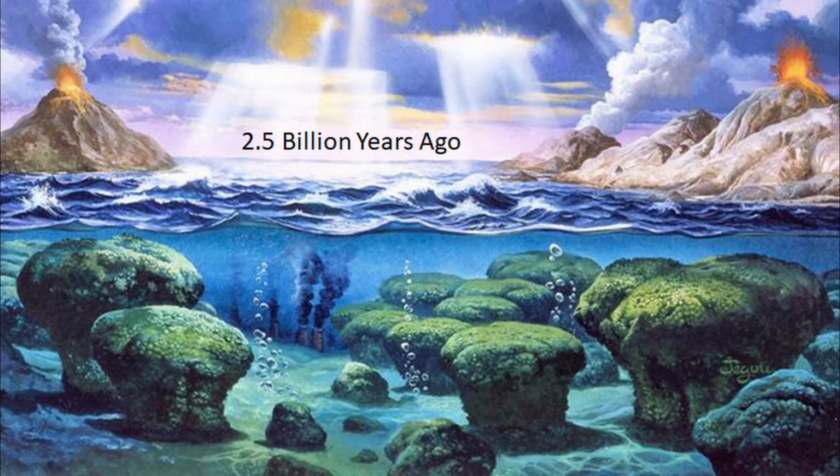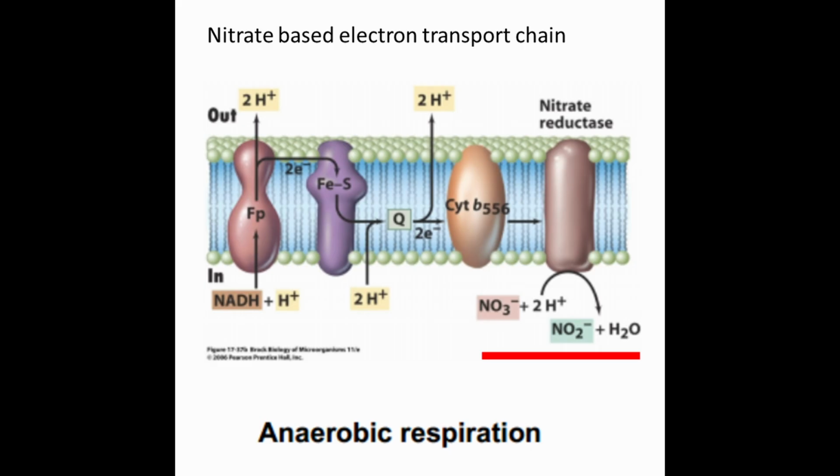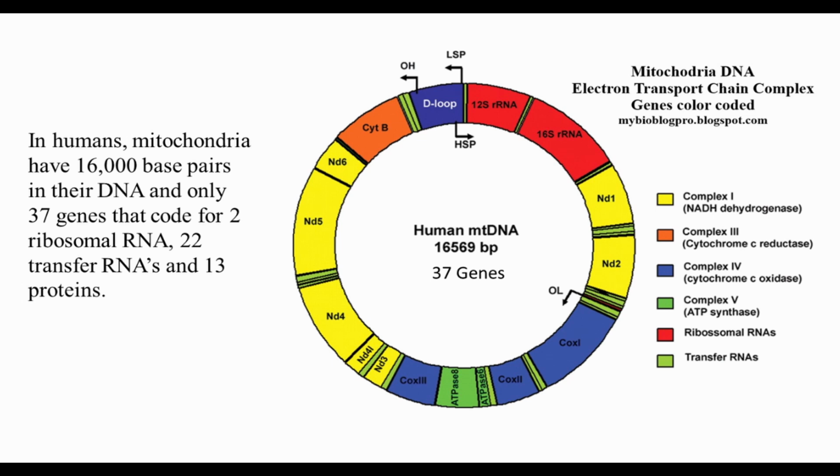The ancestors of alpha proteobacteria had the electron transport chain before oxygen became common in the atmosphere 2.5 billion years ago. Maybe 3.5 billion years ago, the ancestors of alpha proteobacteria were using nitrate NO3 or nitrite NO2 as the final electron acceptor for protein complex 4 of their electron transport chain instead of oxygen. We can search mitochondrial DNA and chloroplast DNA for where the electron transport chains are coded.